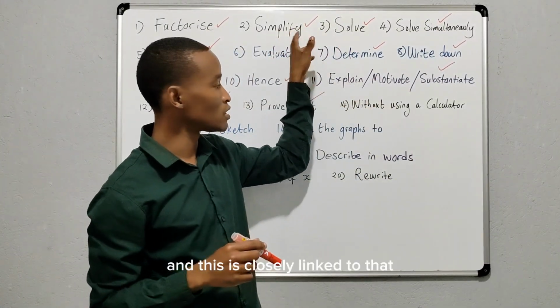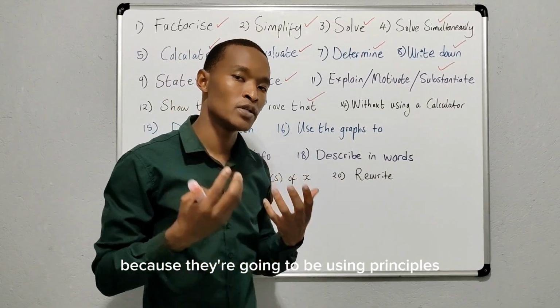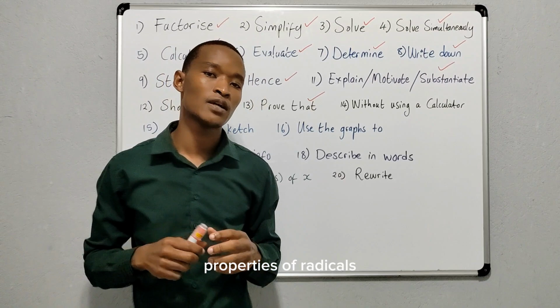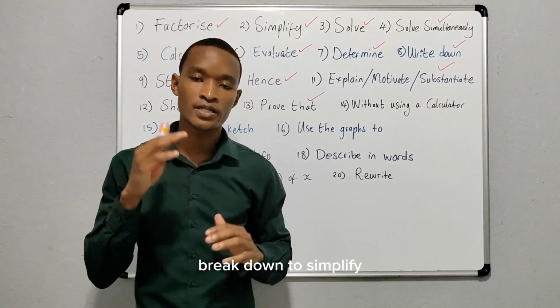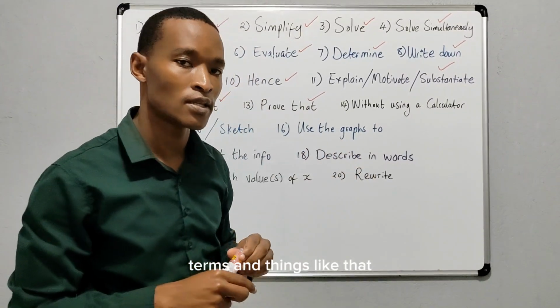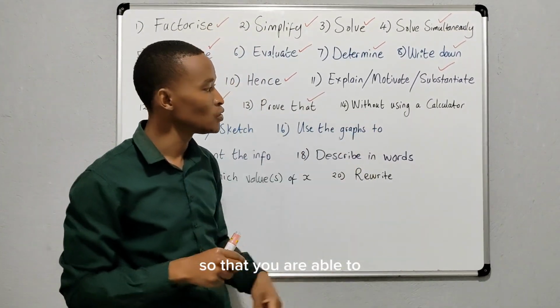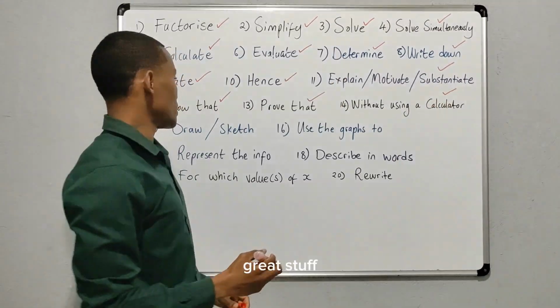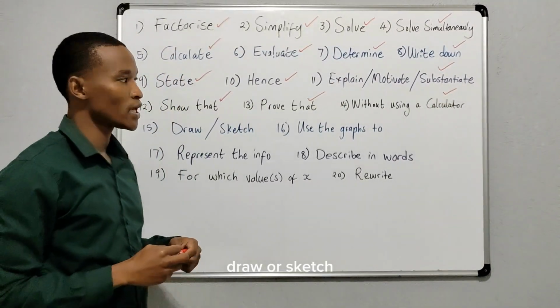And this is closely linked to that, because then you're going to be using principles, exponential laws, and properties of radicals, for instance, to break down, to simplify, cancel out terms, add like terms and things like that, so that you are able to get to the solution of such a question. All right, great stuff.